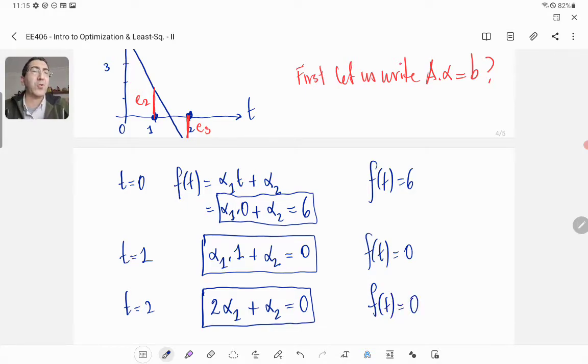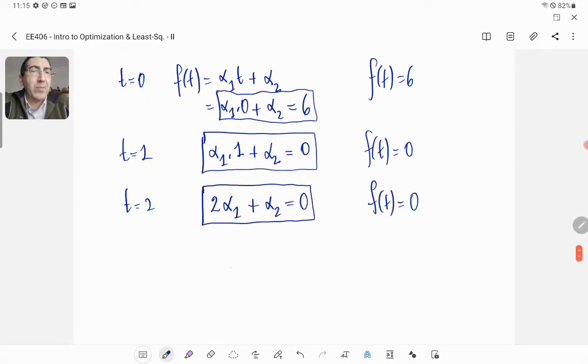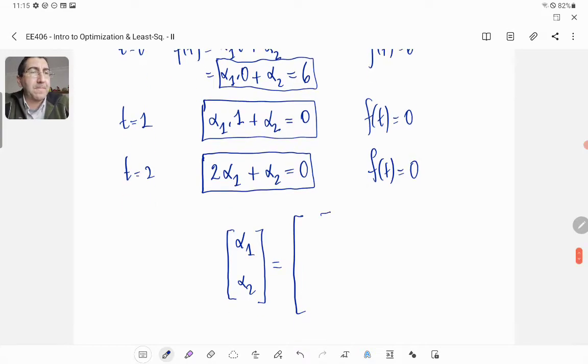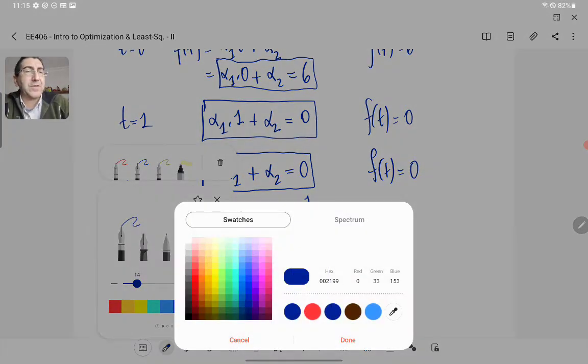So I get 3 equations. Now let me put it into the matrix form. Remember, I have alpha 1 and alpha 2 as my unknown parameters. Now I have a vector on the right-hand side and a matrix on the left-hand side. The size of this has to be 3 by 2, and you will see why that's the case. And this is 1 by 3. Okay, let's fill in the coefficients.